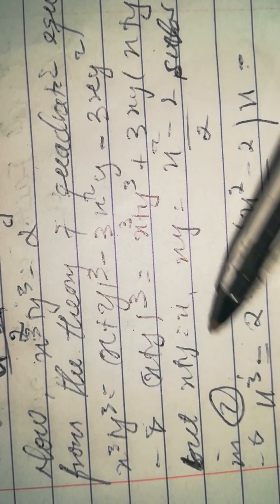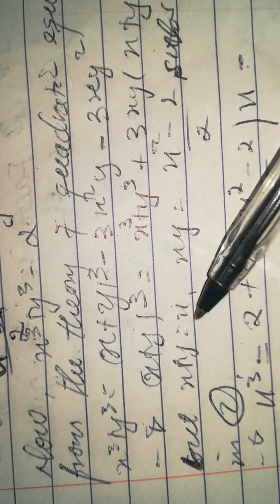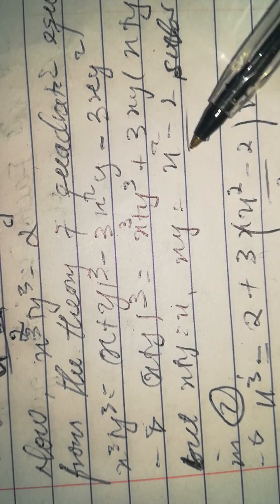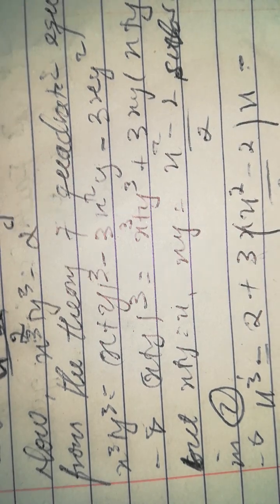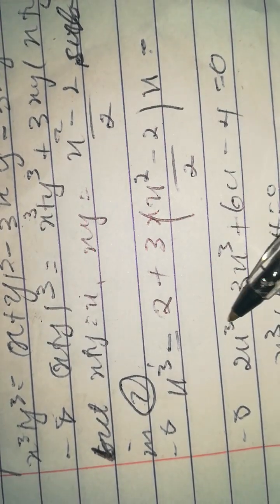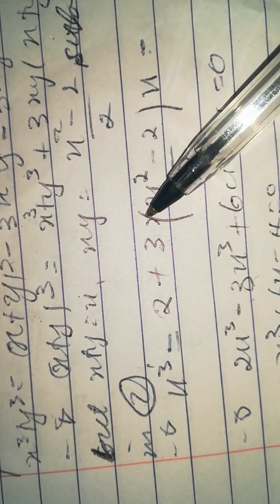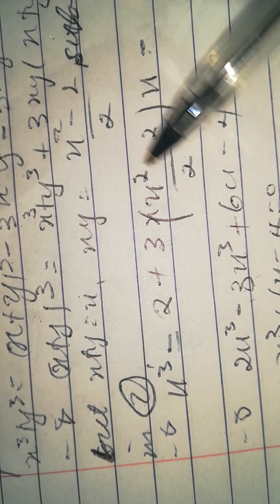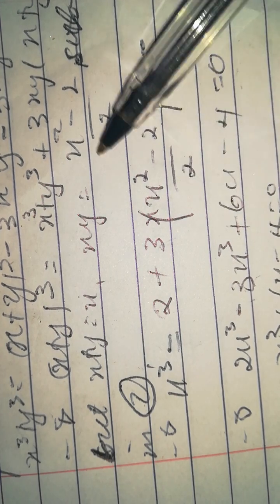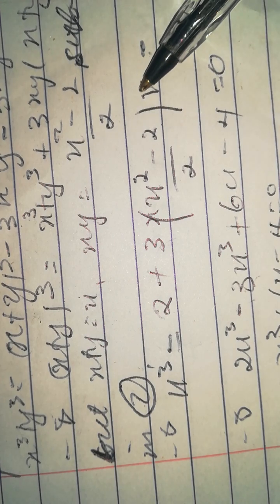But x plus y is equal to u, and xy is equal to (u squared minus 2) divided by 2. Now, if I substitute this in equation 2, I'll see that u cubed will be equal to 2 plus 3 times (u squared minus 2) over 2, all times u.